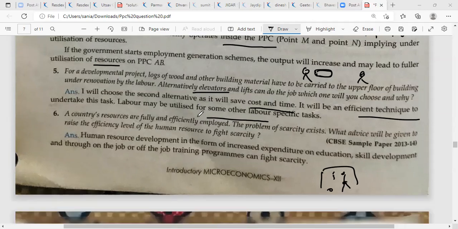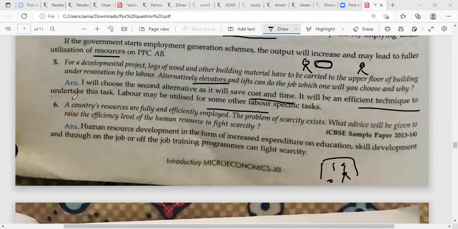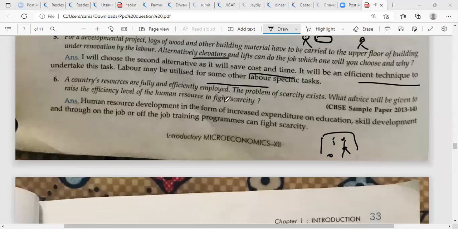Okay, so let's just do the next question, which is: our country's resources are fully and efficiently employed. The problem of scarcity exists. What advice will you give to raise the efficiency level of human resource to fight scarcity? So human resource development in the form of increased expenditure on education, skill development, and through on-the-job and off-the-job training can fight scarcity.